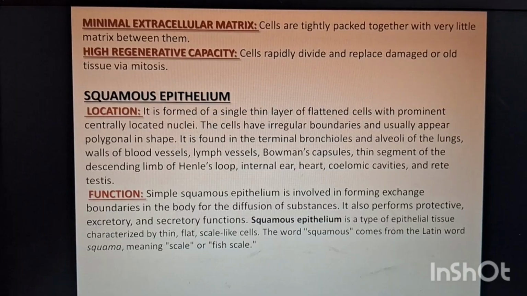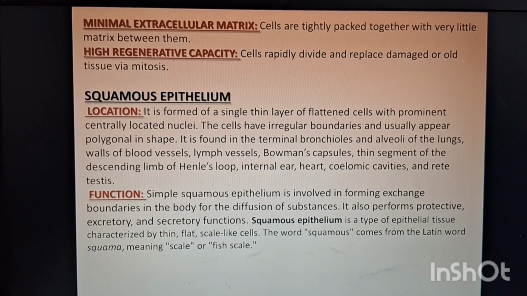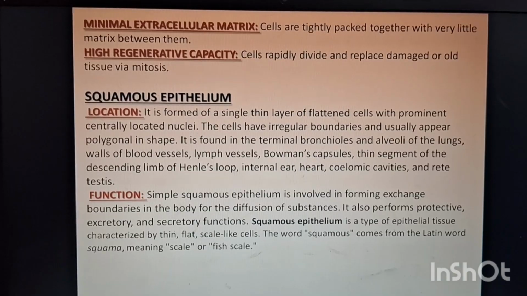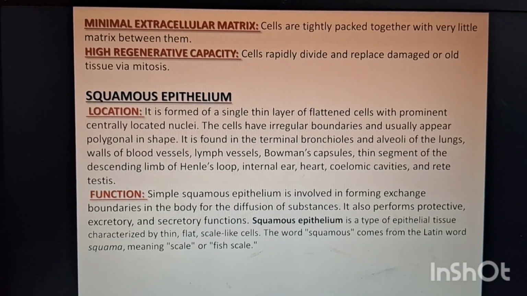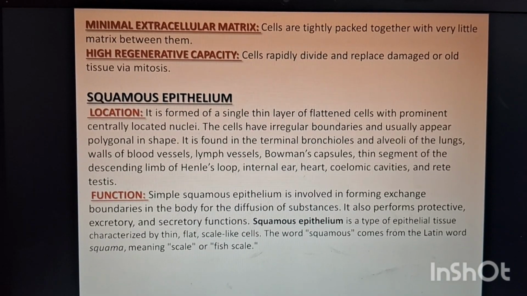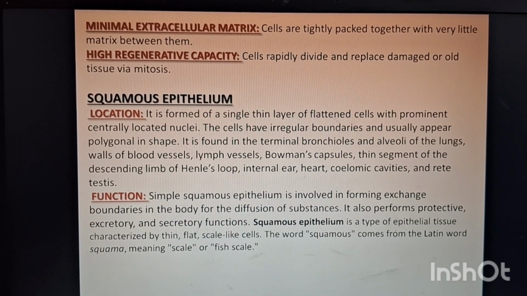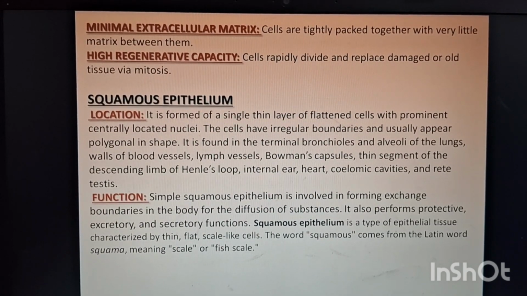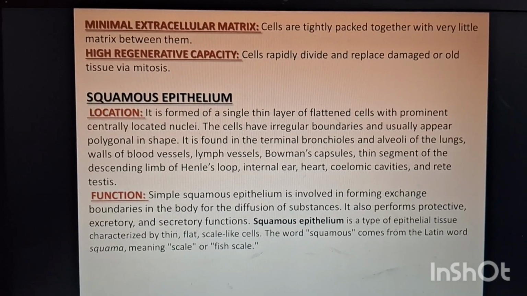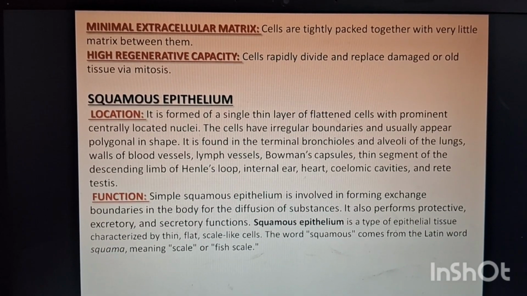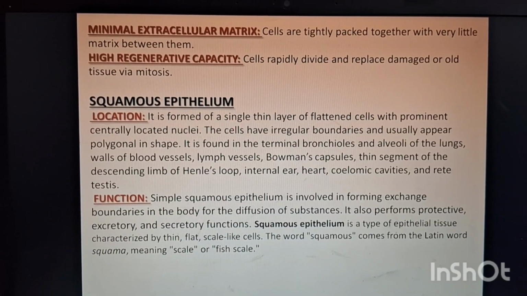Next, function. Simple squamous epithelium is involved in forming exchange boundaries in the body for the diffusion of substances. It also performs protective, excretory and secretory functions. Next, squamous epithelium is a type of epithelial tissue that is characterized by thin, flat, scale-like cells. The word squamous comes from the Latin word squama, meaning scale, or fish scale.